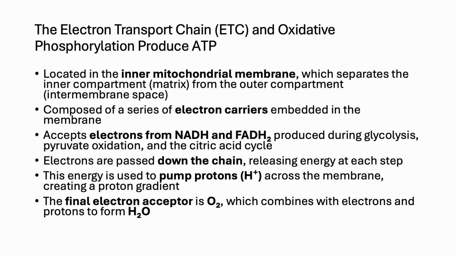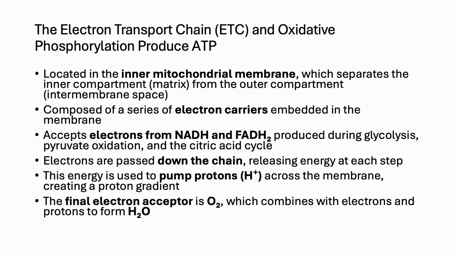The electron transport chain is the final stage of cellular respiration and the site of most ATP production. It is located in the inner mitochondrial membrane where proteins and electron carriers are embedded. NADH and FADH2 generated in the earlier steps donate high-energy electrons to the chain. As electrons pass from one carrier to the next, they release energy used to pump protons into the intermembrane space, creating a concentration gradient. This gradient represents stored potential energy, like water behind a dam.